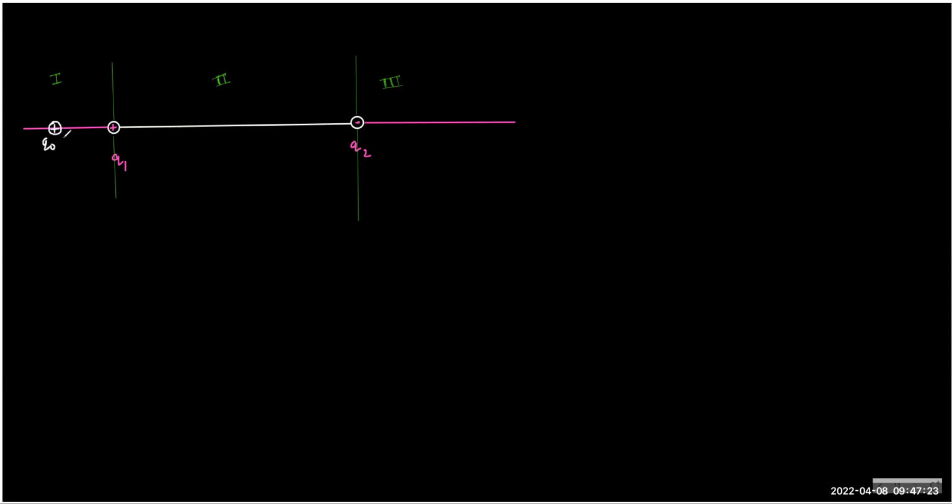Now you can see if q naught is positive, what will q1 do? Will it attract or repel? So repel, sir. Correct. So F1 will be to the left. What about q2? So attract.